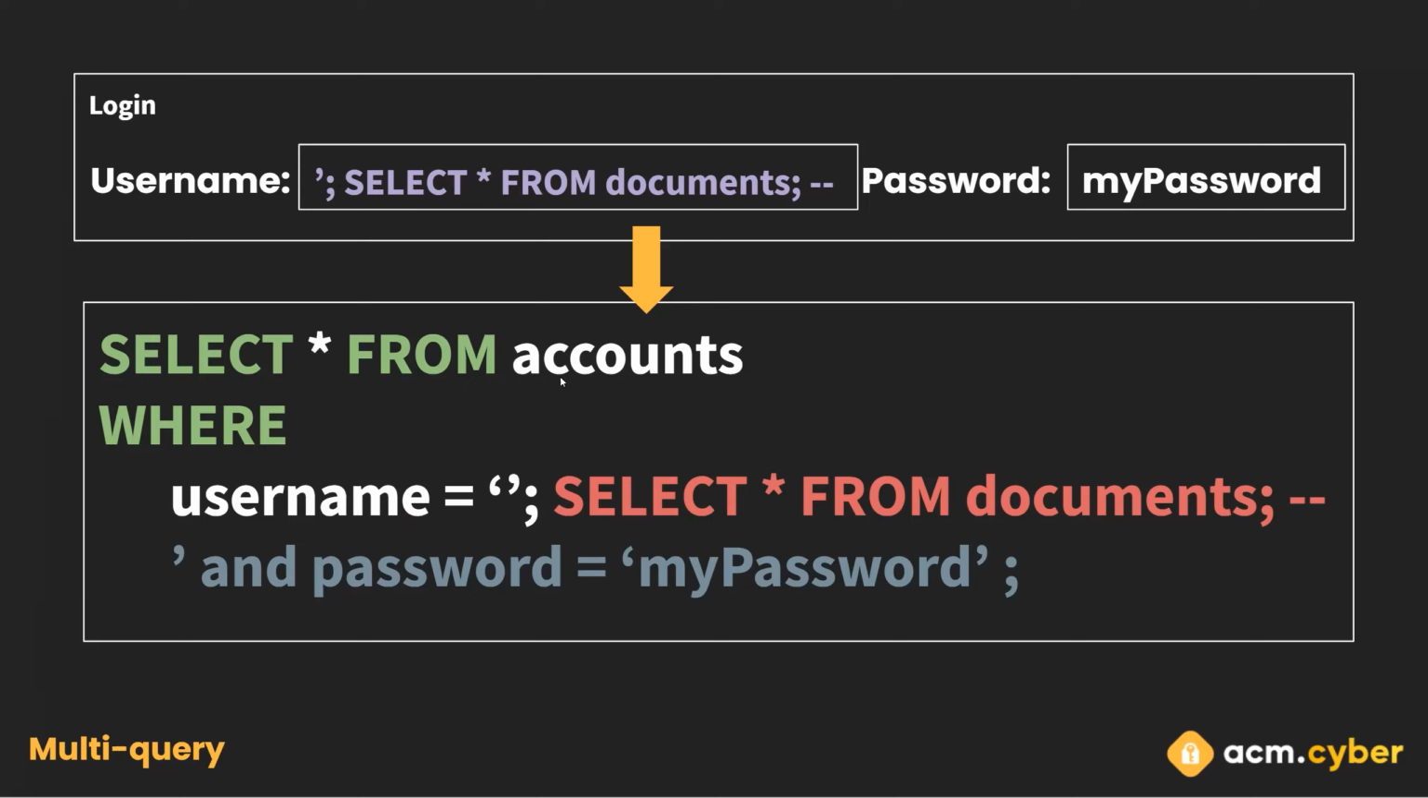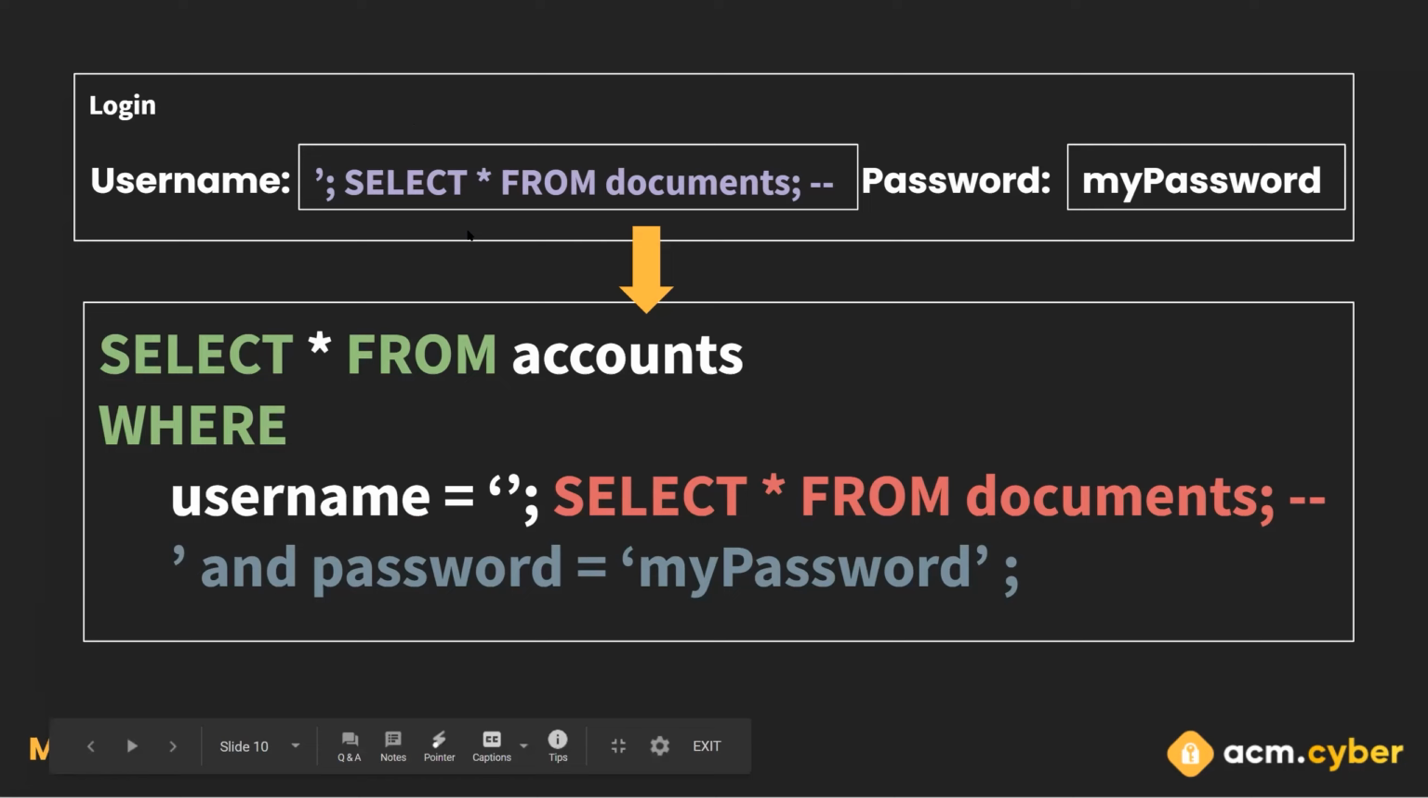And instead of doing an or true condition, we're going to put our own custom query here. For example, we're going to put this select star from documents and then comment out the rest of the query just like before. Let's say we somehow know that there is a table called documents, but we can't access it. We're the attacker and we can't access that through normal means. Well, we can use this multi-query and select from the documents table without even having access to it.